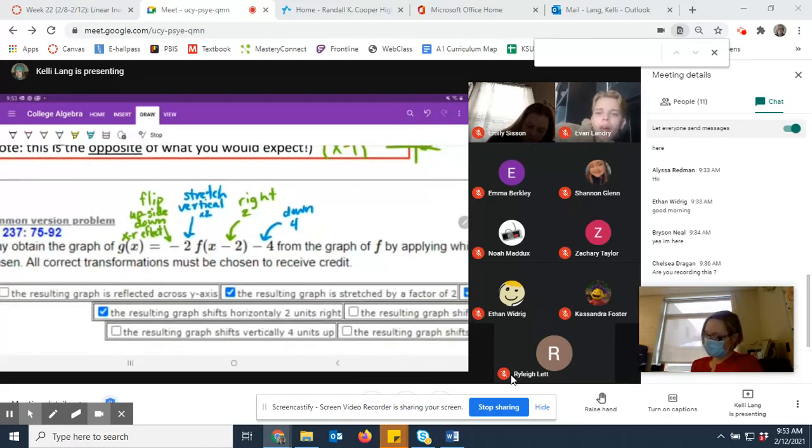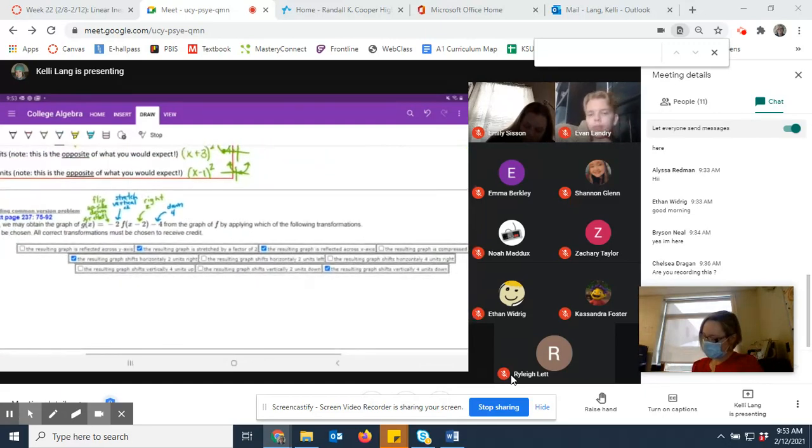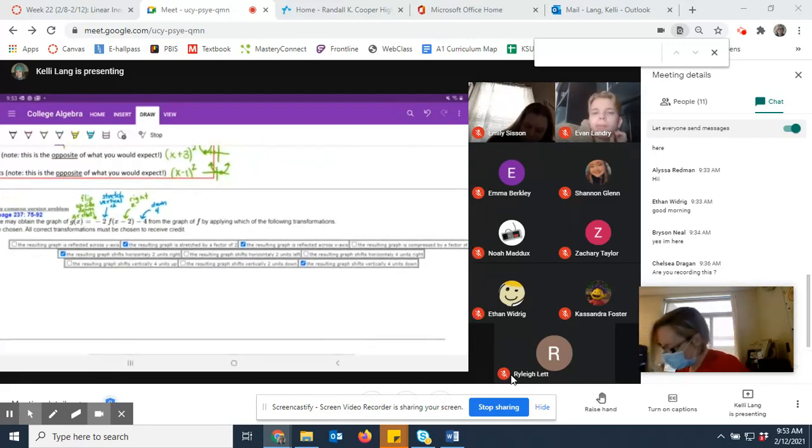So they put a bunch of options here about what these transformations are going to do to our graph. I just selected the ones that said the resulting graph is stretched by 2, reflected across the x-axis, shifts horizontally 2 units right, and shifts vertically 4 units down. So I just found the 4 that meet this description, noted those on here, and that's how you would answer this question.